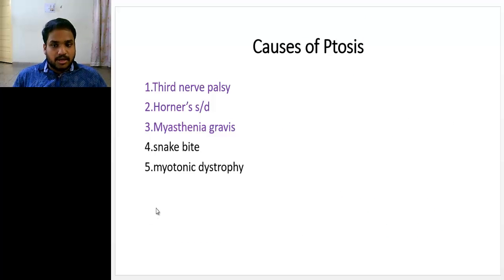So that is about the third cranial nerve. Now another important thing which the examiners usually ask is, what are the different causes of ptosis? The third cranial nerve palsy, Horner syndrome, which we will see in a minute, myasthenia gravis, snake bite, myotonic dystrophy, all these are causes of ptosis.